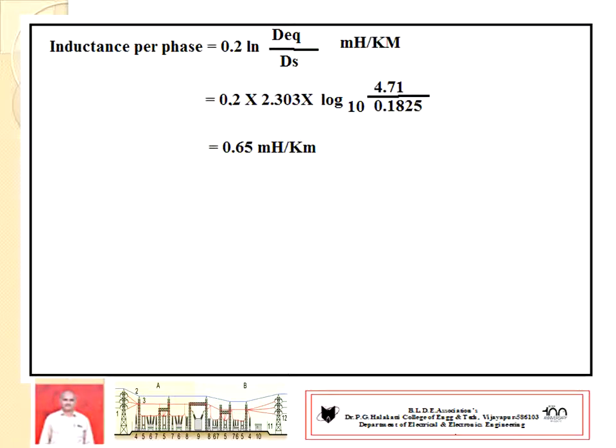So finally, the inductance per phase equals 0.2 ln D equivalent per Ds, and this value is expressed in millihenries per kilometer. You substitute the values, and you get the answer 0.65 millihenries per kilometer.